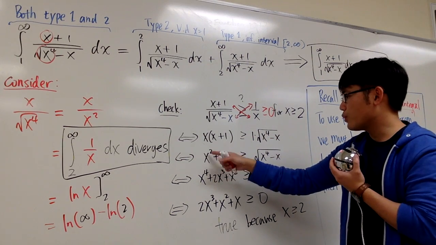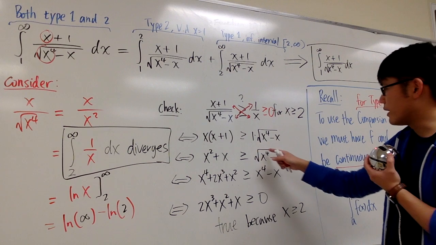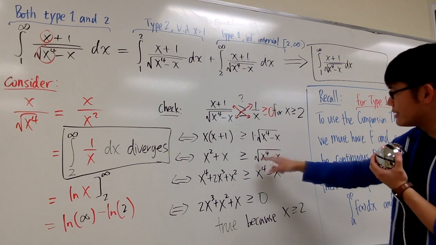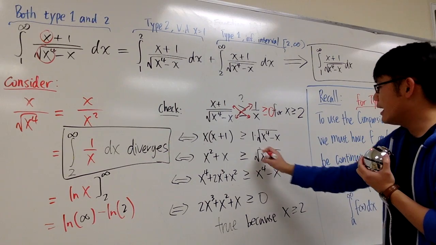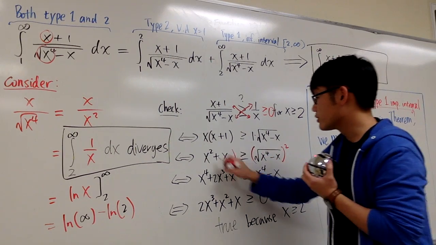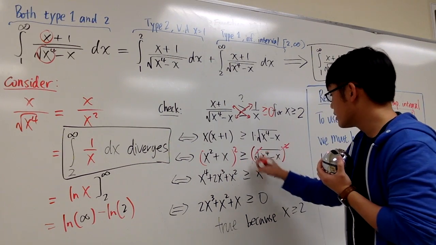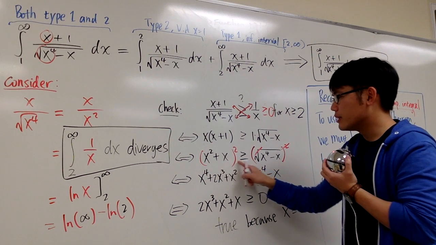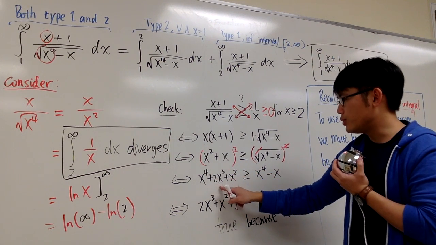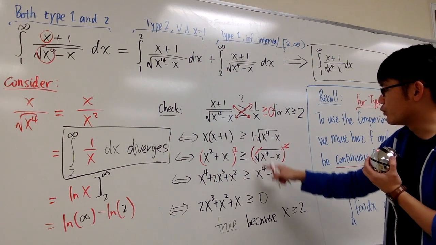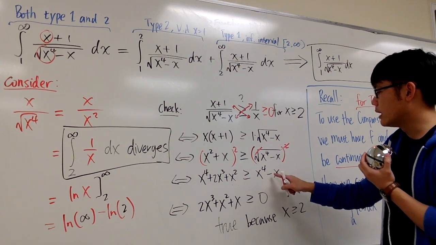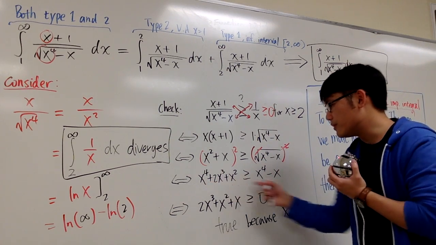And then we have x squared plus x is greater than or equal to the square root of x to the fourth power minus x. I don't know if this is true or not, so let's just square both sides so I can get rid of the square root. If you expand this out, you get x to the fourth power plus 2 times x to the third power plus x squared, and then the square root cancels. We just have x to the fourth minus x. I still don't know if this is true or not.